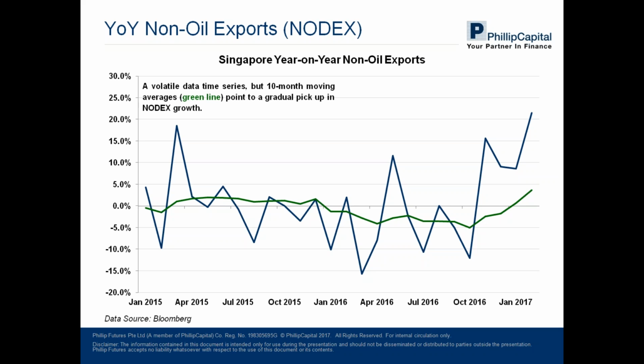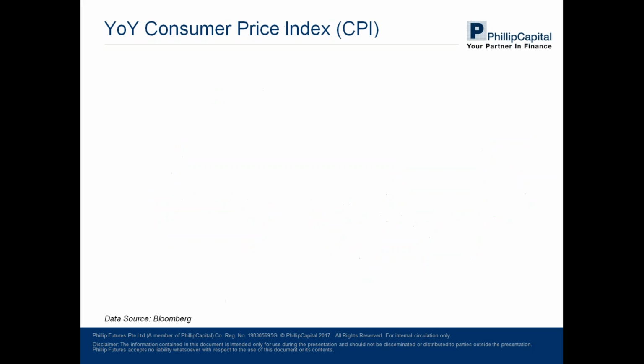So when you look at the green line, it indicates a gradual pickup in NODX growth. Non-oil exports are also known as NODX. So NODX growth has been picking up and has entered the positive region once again, following a very stubborn period of negative growth in the previous year.